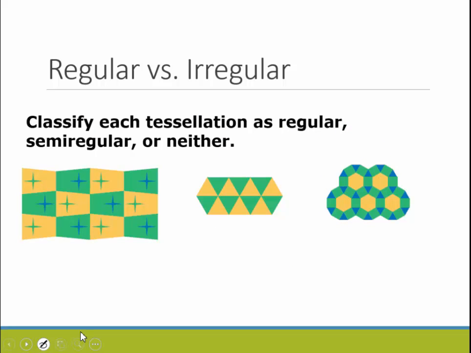So you'll be asked questions like this. Classify each tessellation as regular, semi-regular, or neither. So the easiest is going to be this one in the middle. It's all the same triangle, even though it's different colors. This is a regular tessellation.